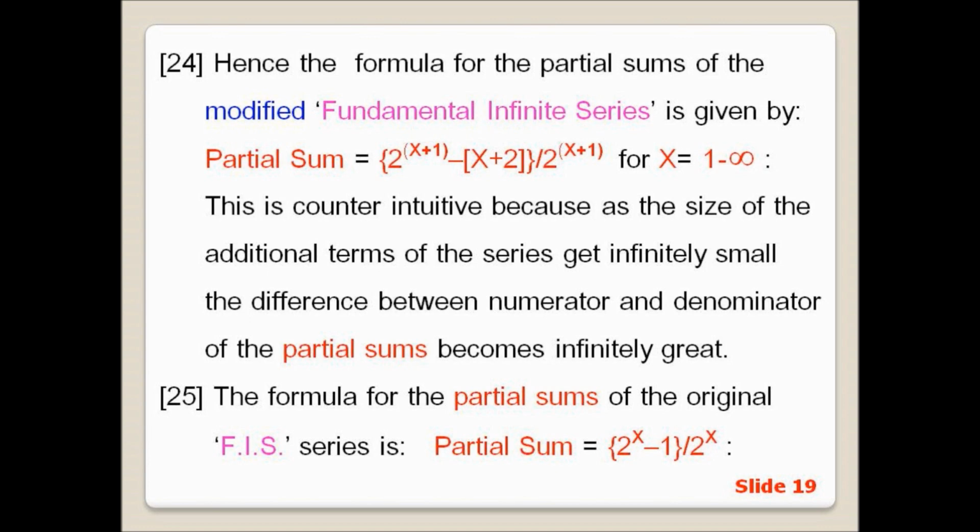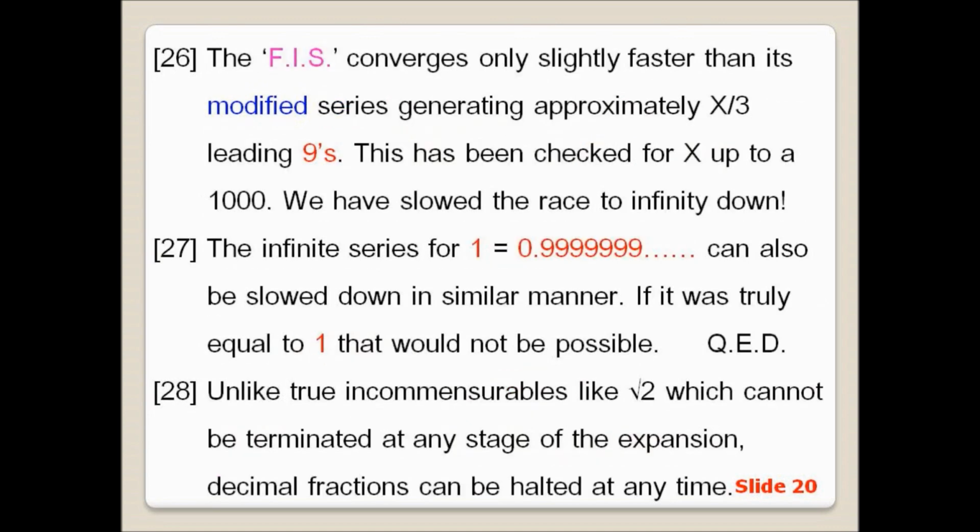The formula for the partial sums of the original fundamental infinite series is partial sum equals (2 to the power x minus 1) all divided by 2 to the power x. The fundamental infinite series converges only slightly faster than its modified series, generating approximately x divided by 3 leading 9s. This has been checked for x up to 1000. We have slowed the race to infinity down.